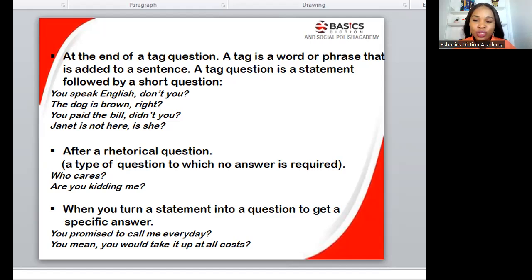When again should you use a question mark? Use a question mark after a rhetorical question. This word is pronounced rhetoric. Don't say rhetorical. If you take the AL out, you say rhetoric. This is rhetorical. After a rhetorical question, a type of question to which no answer is required.